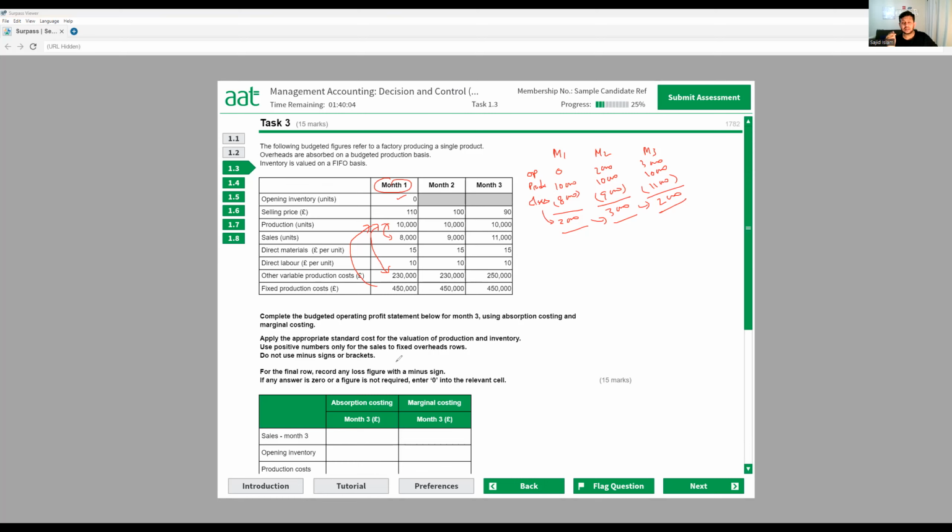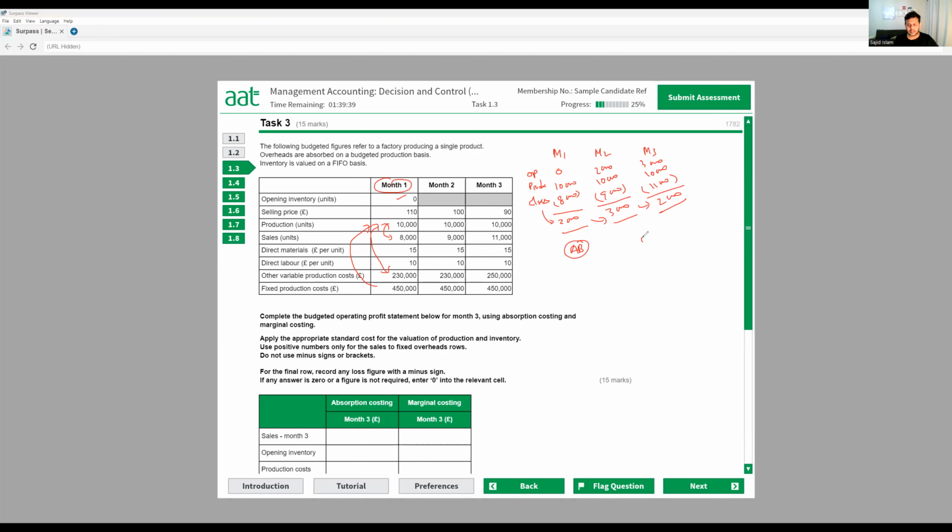But when you do marginal costing, we do not consider the fixed cost as a product cost. Rather, we take out the whole fixed cost from the total marginal profit. So this is the difference. We need to remember that. All right, so let's try to understand first how much is the unit cost under the absorption and the marginal.